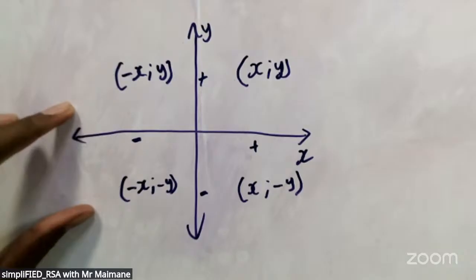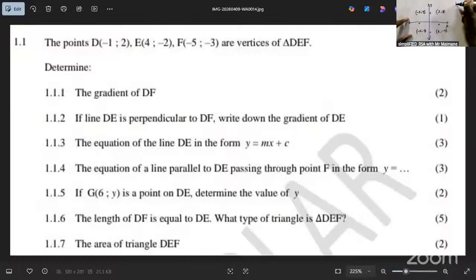So now on our given question, we have point D, which is -1 and 2. And then we have point E, which is 4 and -2. And then we have point F, which is -5 and -3.